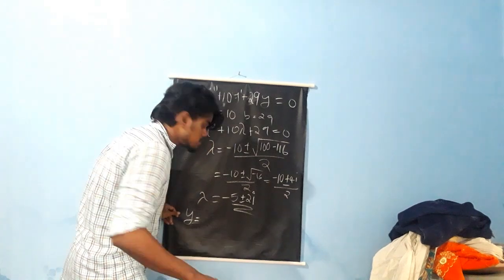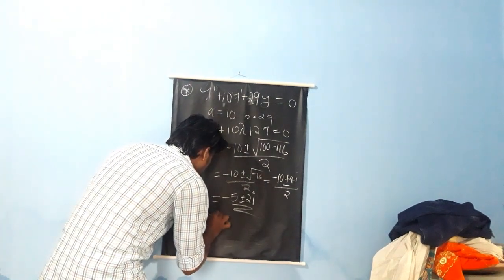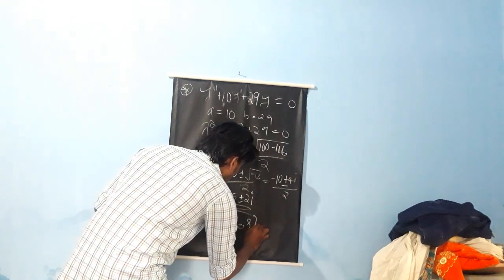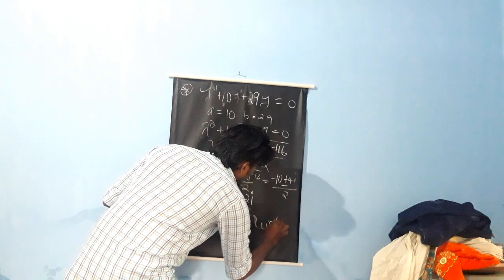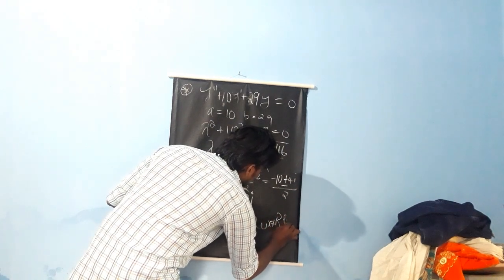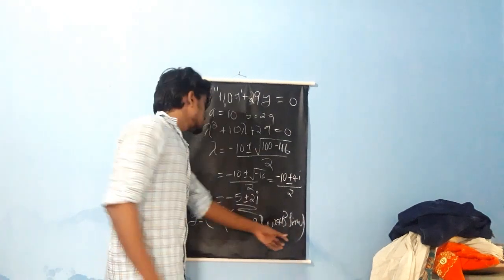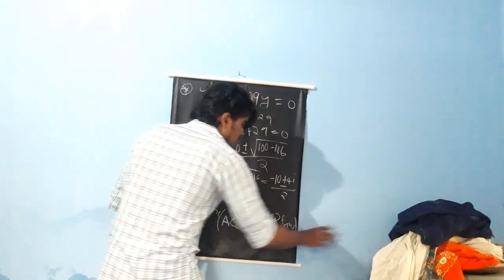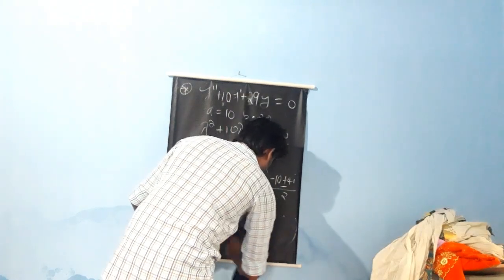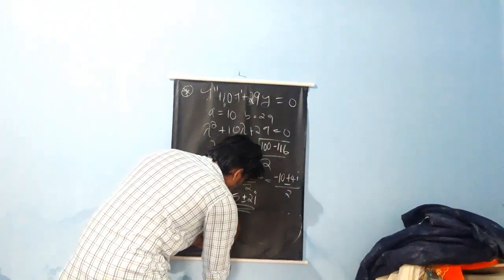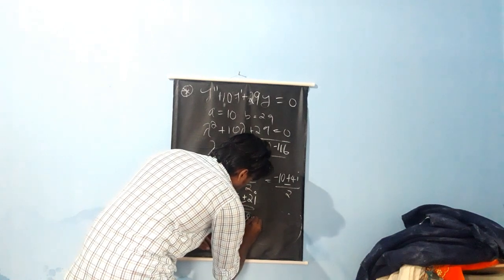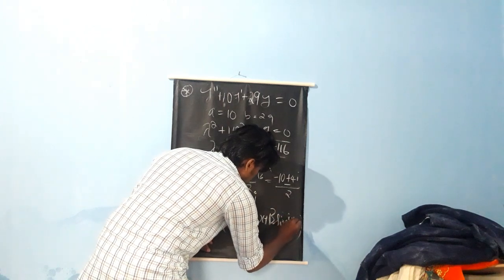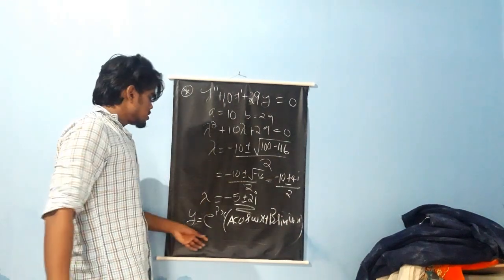so the general solution equation will be y is equal to e raised to px, a cos omega x plus b sin omega x. So this is a cos omega x plus b sin omega x. So let me write it. So a cos omega x plus b sin omega x. So this will be our general solution equation.